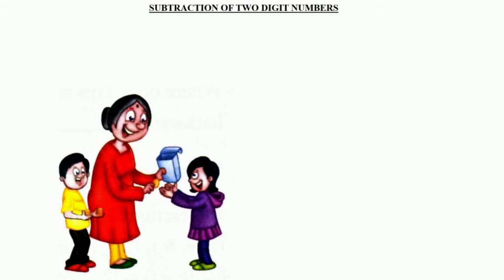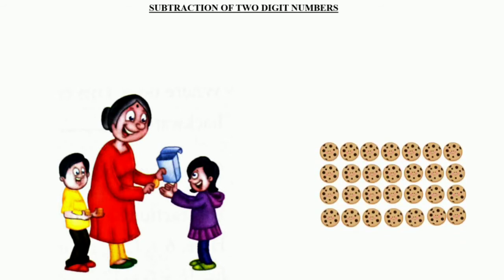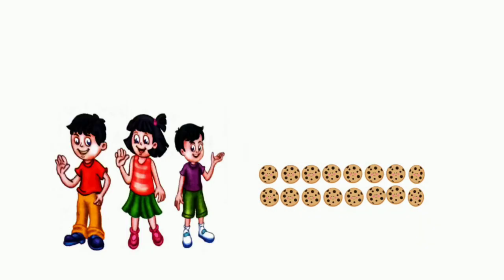Tia wants to treat all her friends in the area. Tia counts and finds John and she both have 28 biscuits in all. Tia gives 16 biscuits to her friends. Now tell me how many biscuits are left with Tia. Let's subtract vertically and know.